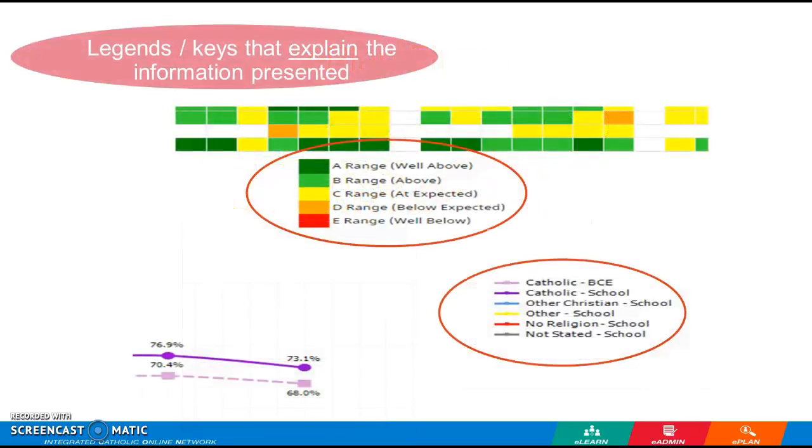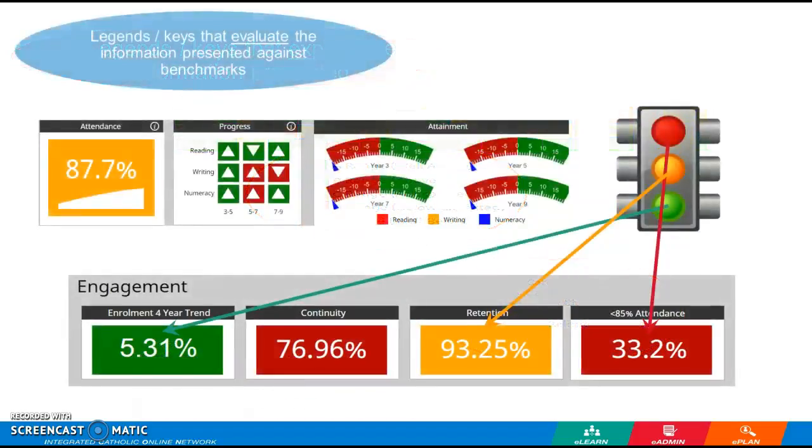There are also legends or keys on many of the outputs. There are legends which explain the information and legends that evaluate against a business rule. These are available on nearly all school leadership outputs, as well as the leadership dashboard. They employ a traffic light approach, where school performance is evaluated against benchmarks.